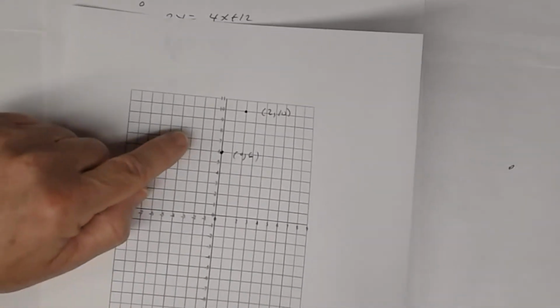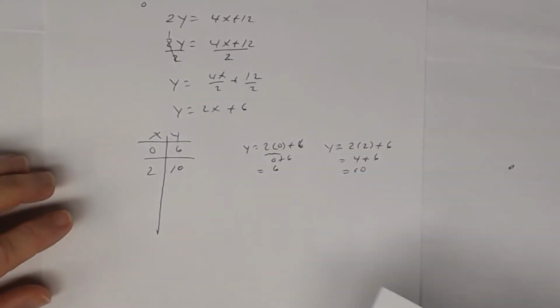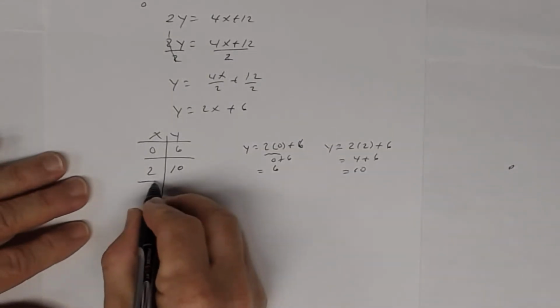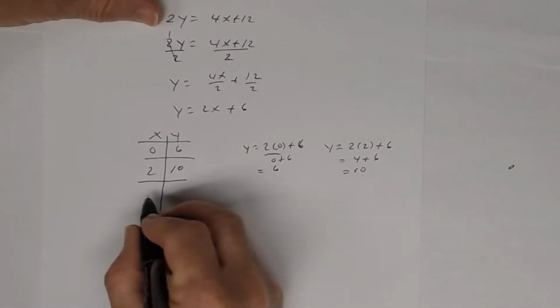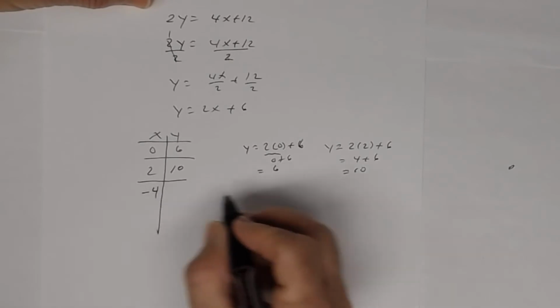All right, we need one more point, because I could have made a mistake anywhere in finding these points or plotting these points. So let's do one more. Let's go ahead and use a negative. So if x is, let's say, negative 4.